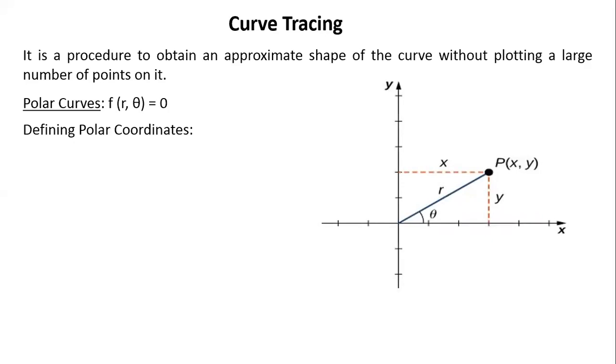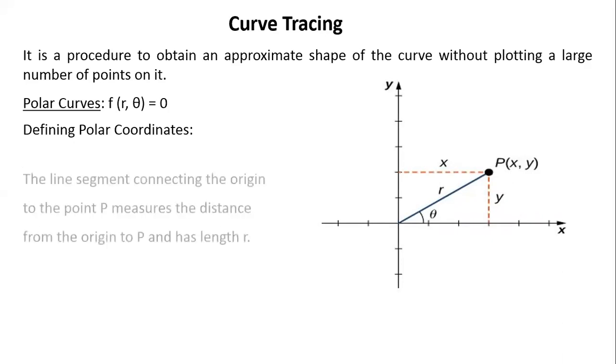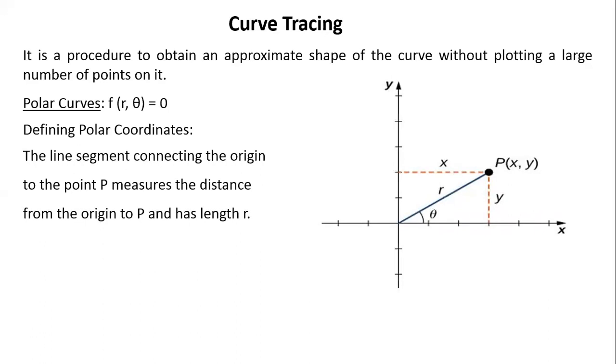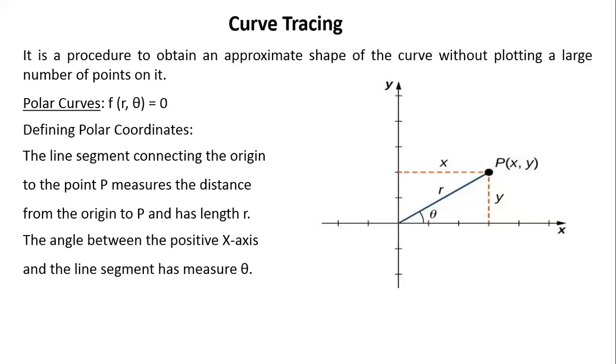See here, suppose there is a point P with x coordinate and y coordinate. So r is the distance from the origin to that point, and the other reference is the angle theta between the positive direction of the x axis and the radius vector OP, or r. These are the two coordinates. The line segment connecting the origin to the point P measures the distance from origin to point P and has length r, and the angle between the positive x-axis and the line segment has measure theta.